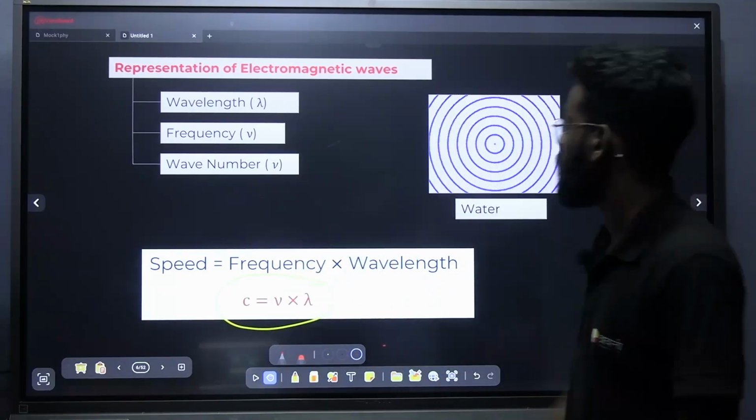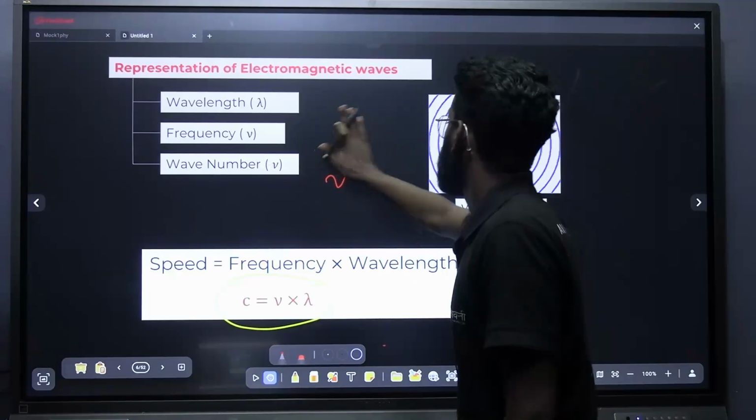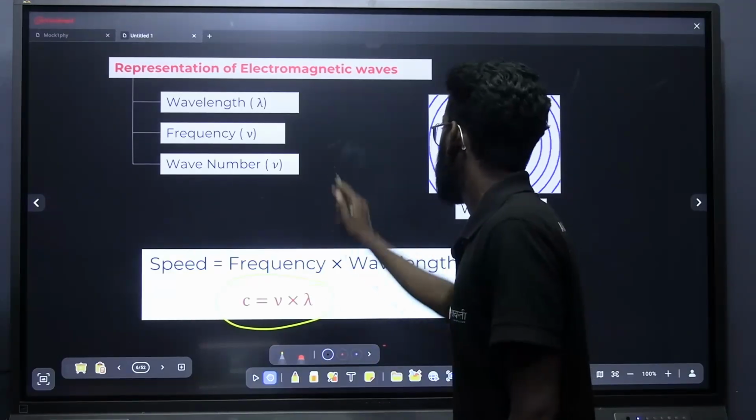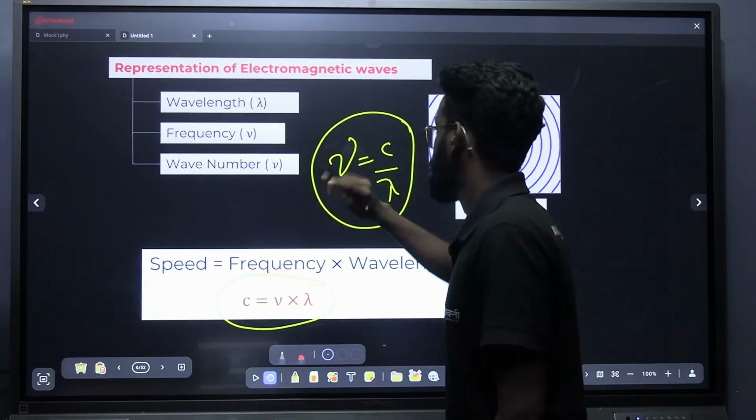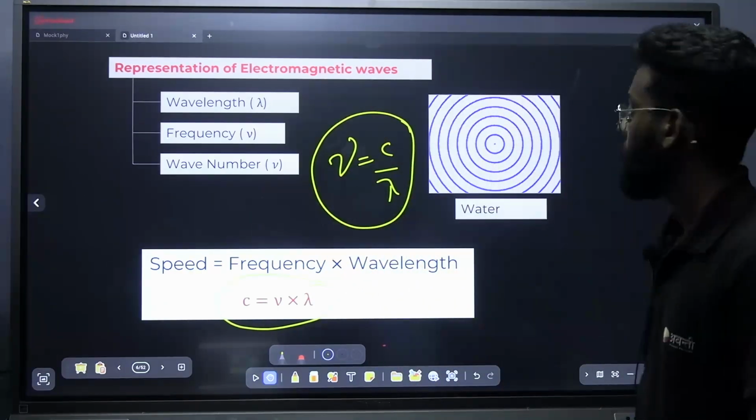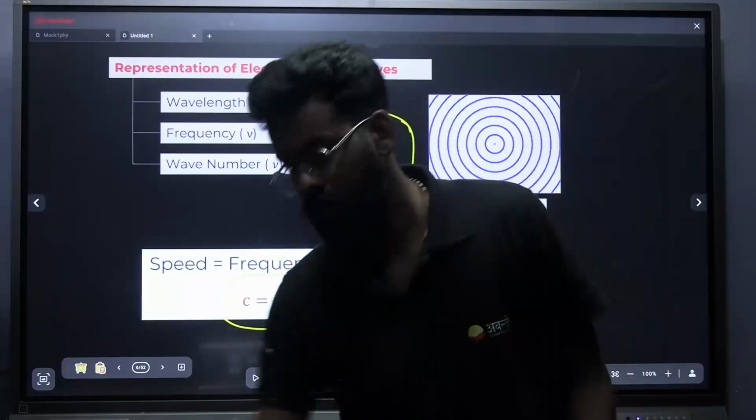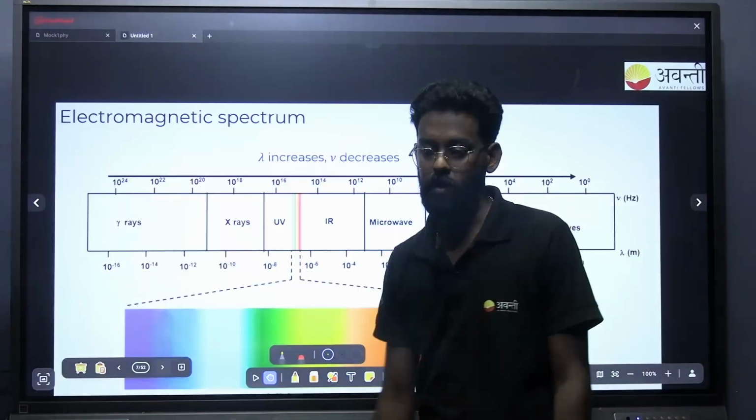speed, frequency and wavelength. That is c is equal to nu times lambda, or nu is equal to c by lambda. This is an important equation, and questions come directly from this equation. So just note it down. I will give you that question also. Okay, this is clear, I guess. All these are basic things in which not much detail is required.